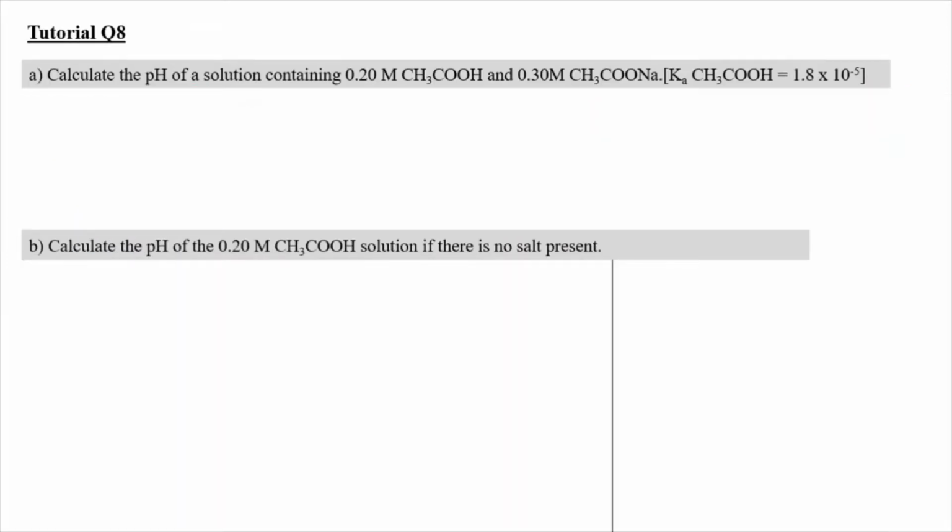So for tutorial question 8, we need to calculate the pH of a solution containing 0.20 molar CH3COOH, which is an ethanoic acid, and 0.3 molar of CH3COONa. So this one is a sodium ethanoate. And basically here, it refers to the mixture of the weak acid together with its conjugate base salt.